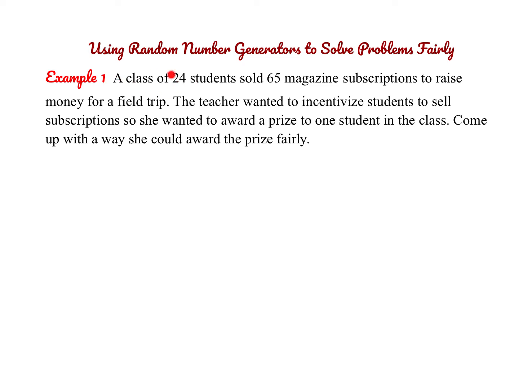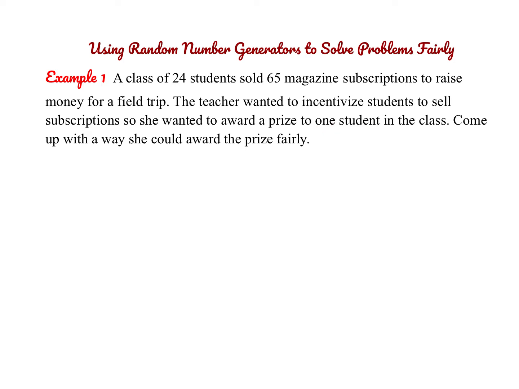So here you have a class of 24 students that sold 65 magazine subscriptions. So you could see right off the bat that there's not an equal number of sales for each student because 24 doesn't go into 65 evenly. So maybe some kids sold 1, maybe some sold 5 or 10, and maybe some sold none. So the teacher wants to incentivize students to sell subscriptions, so she wants to award a prize, but she wants to do it in a fair way.